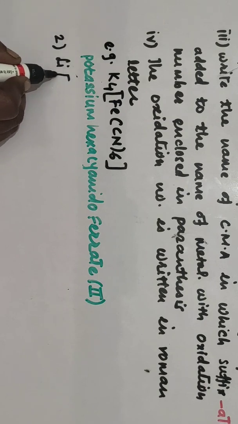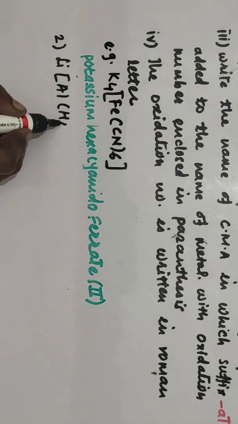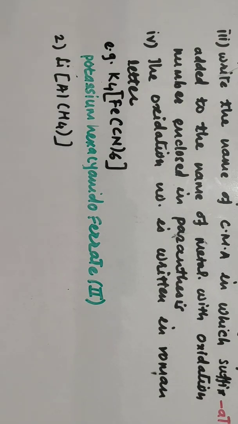LiAlH4. So here also this is an anionic complex, and your left hand side, that means ionization sphere, contains lithium. It is again a metal. So first you write the name of that. It is lithium.